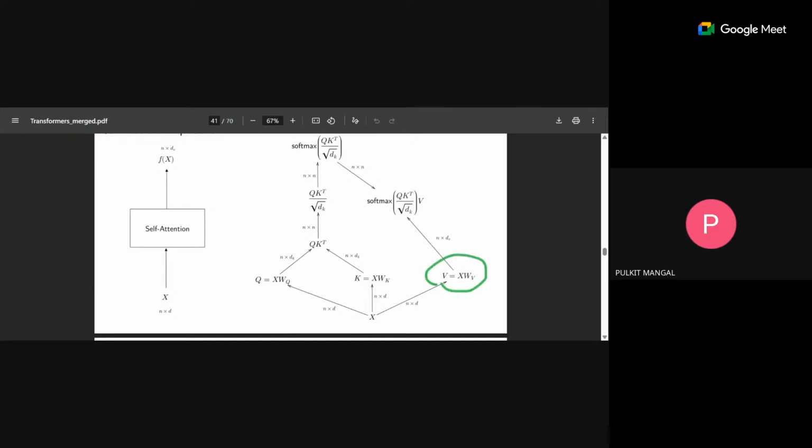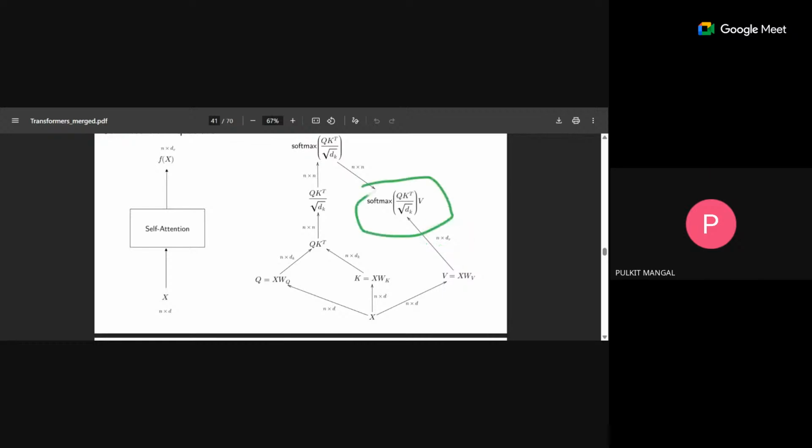So you have this WV, which will be of size d cross dv. Now in the original paper they kept the size of dv the same as dk, but if you want you can choose it differently also. So the size of WV would be d cross dv. The product of X and WV will become n cross d times d cross dv. So the final output will be n cross dv.